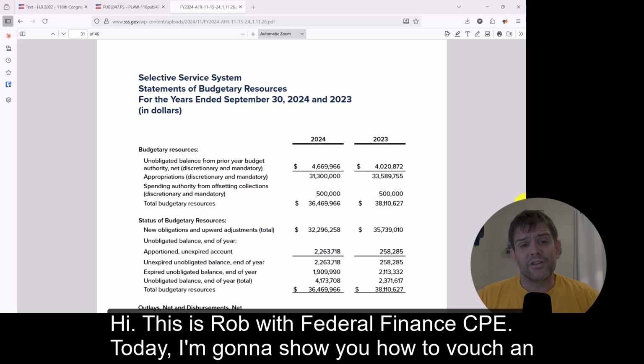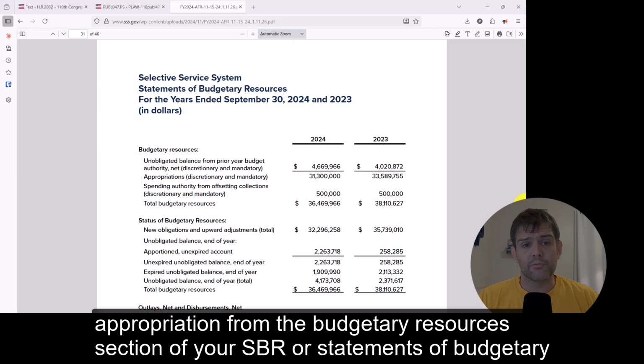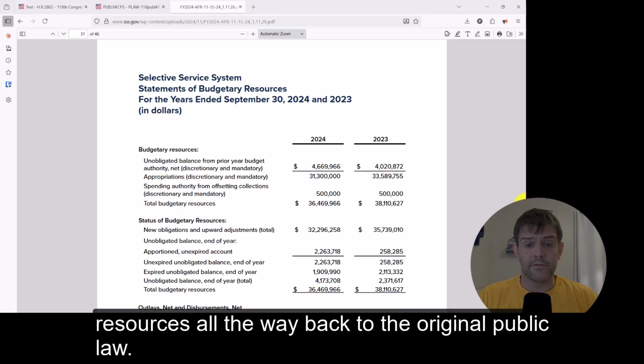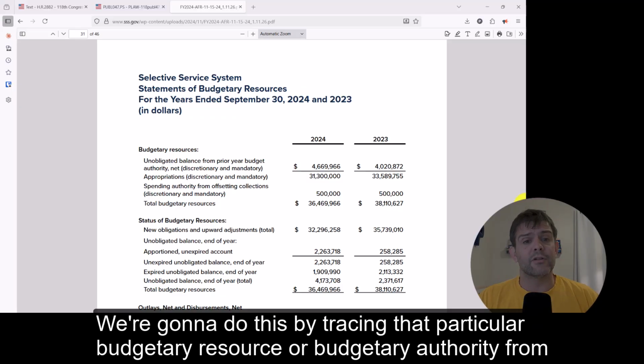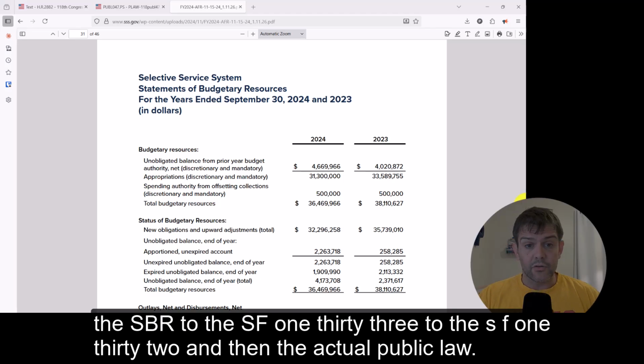Today, I'm going to show you how to vouch an appropriation from the Budgetary Resources section of your SBR, or Statements of Budgetary Resources, all the way back to the original public law. We're going to do this by tracing that particular budgetary resource or budgetary authority from the SBR to the SF-133 to the SF-132, and then the actual public law.